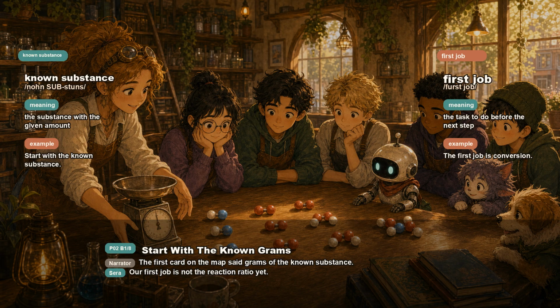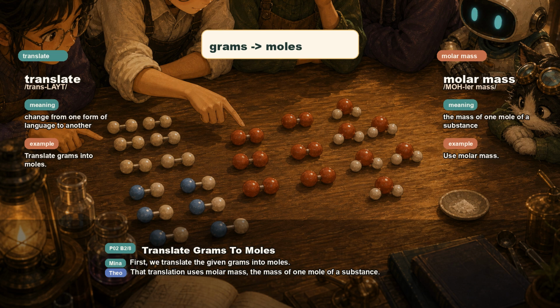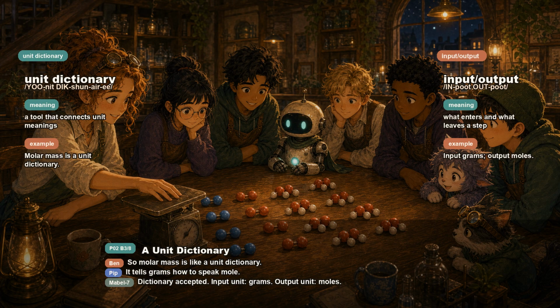Our first job is not the reaction ratio yet. First, we translate the given grams into moles. That translation uses molar mass, the mass of 1 mole of a substance. So molar mass is like a unit dictionary. It tells grams how to speak mole. Dictionary accepted, input unit, grams, output unit, moles.